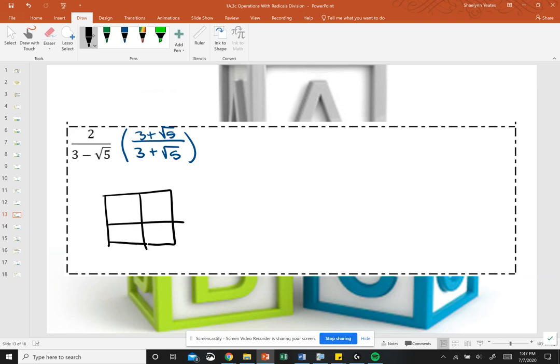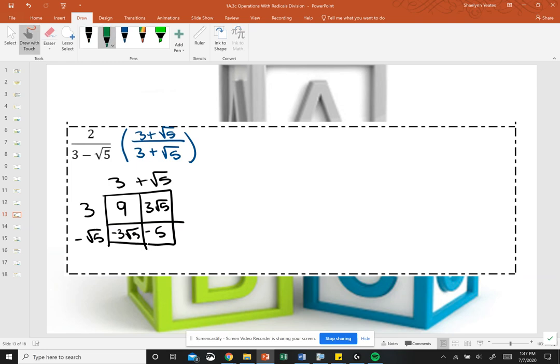Yes, the box is coming back. So we've got 3 minus square root 5, 3 plus square root 5. Well, 3 times 3 is just 9. 3 times square root 5 is 3 square root 5. I've got a square root that I can't get rid of, so it's not a nice, pretty whole number yet. 3 times negative square root 5 is negative 3 square root 5. Another square root 5 that I can't get rid of yet. And then negative square root 5 times positive square root 5 just becomes negative 5, because it'd be the square root of 25. Square root of 25 is 5.